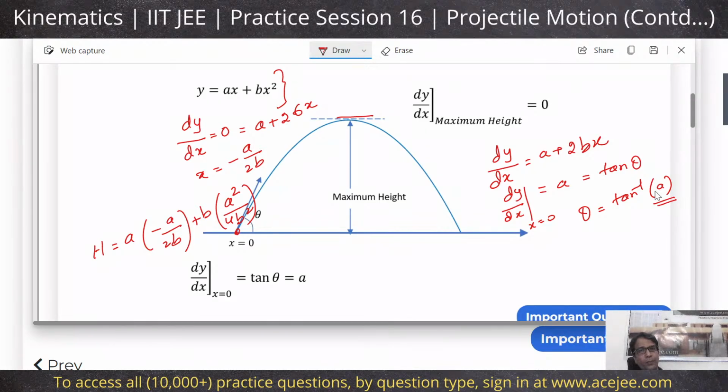So let's see, if you have to find the maximum height, what characterizes that point? Well, we know when the projectile is at the maximum height, the slope of the trajectory is 0, so dy by dx is 0. So if you take the derivative of the equation y equals ax plus bx square and equate it to 0, you will find the x coordinate corresponding to this maximum height. Now, if you put this x coordinate, let's say x0, back into this equation, you will get y0. Correct, no?